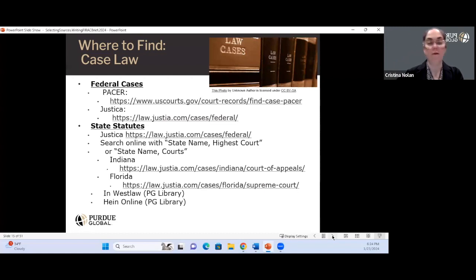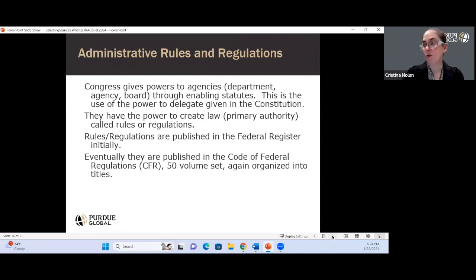And then we have a variety of links for state statutes. So administrative rules and regulations. As you may recall, Congress gives powers to the agencies through enabling statutes. They're only able to act through these enabling statutes. They can create law, which is primary authority, and their laws are called rules or regulations. So if you see something as a rule or regulation, it is a law, but it's administrative. These rules and regulations are initially published in the Federal Register.